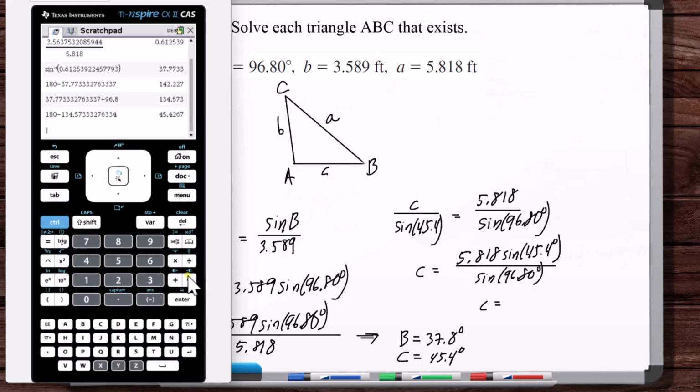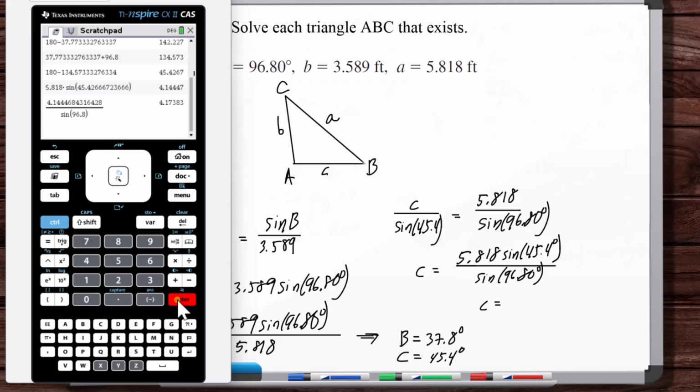Okay, 5.818 times sine of 45.4, let me pull this up to get all the digits. Yeah, there we go. Divided by sine of 96.8, we were given that. That's 4.17, and I'll use 3 decimal places: 4.174 feet.